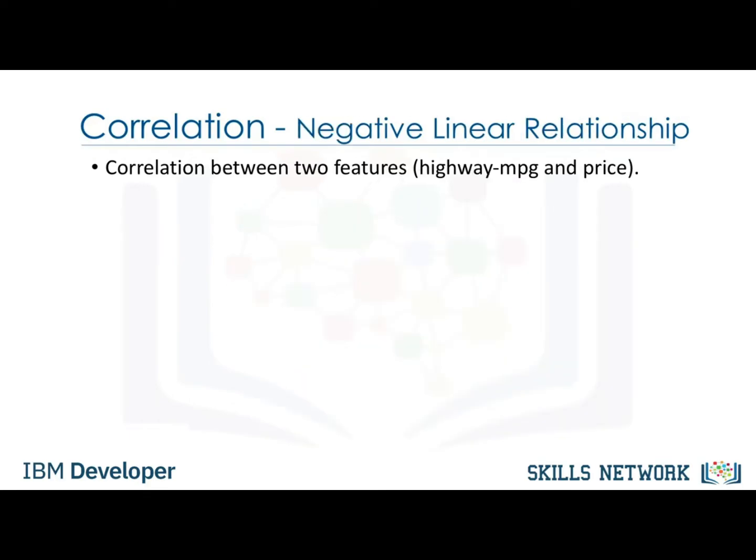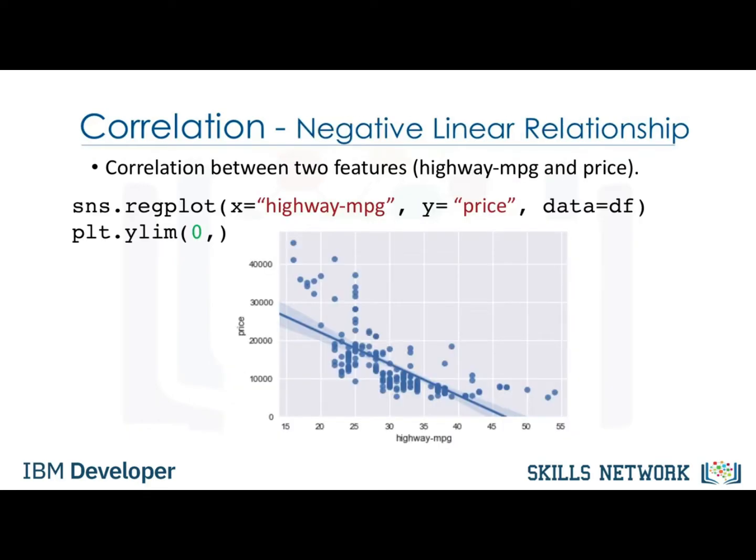As another example, now let's look at the relationship between highway miles per gallon and its impact on the car price. As we can see in this plot, when the highway miles per gallon value goes up, the value of price goes down. Therefore, there is a negative linear relationship between highway miles per gallon and price. Although this relationship is negative, the slope of the line is steep, which means that highway miles per gallon is still a good predictor of price. These two variables are said to have a negative correlation.